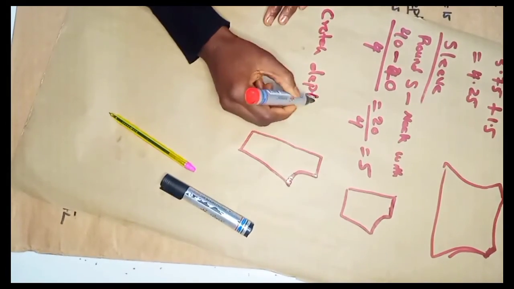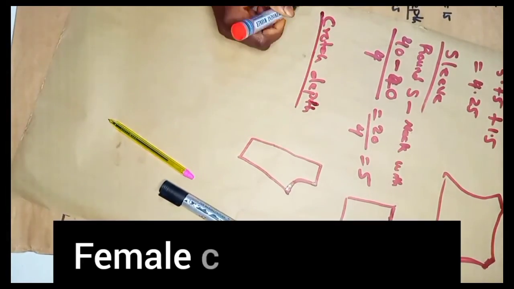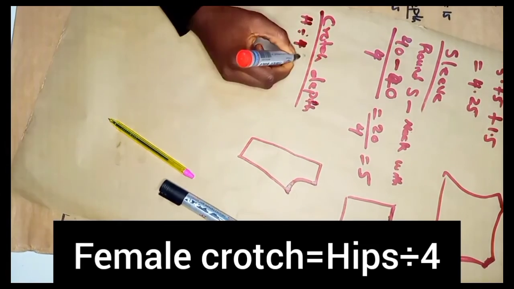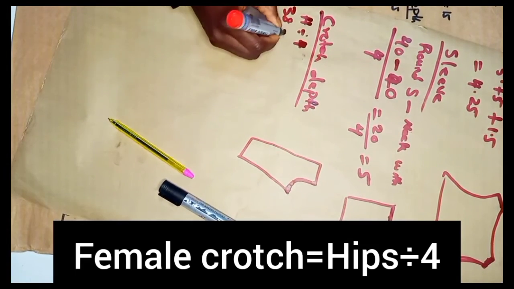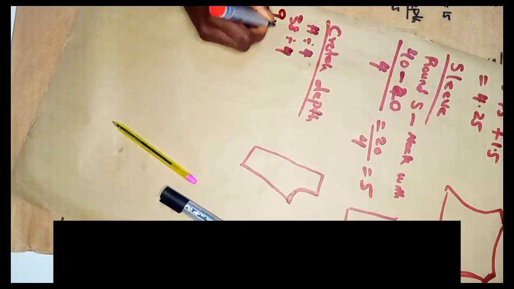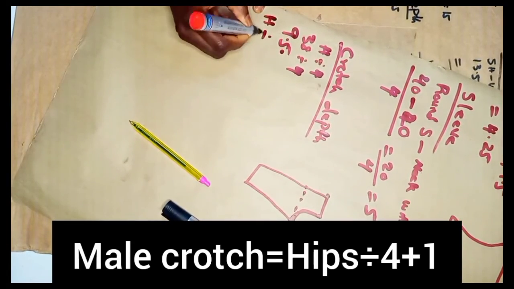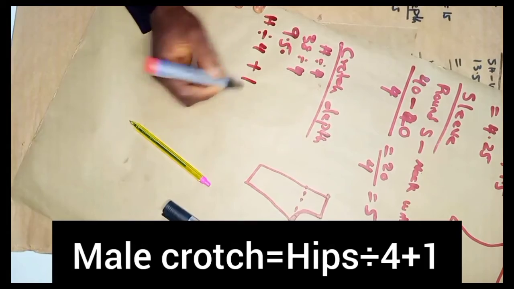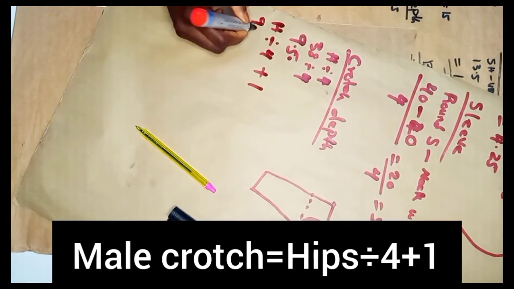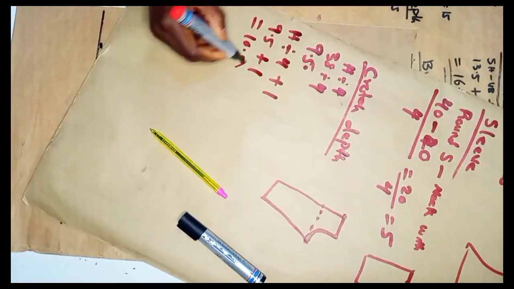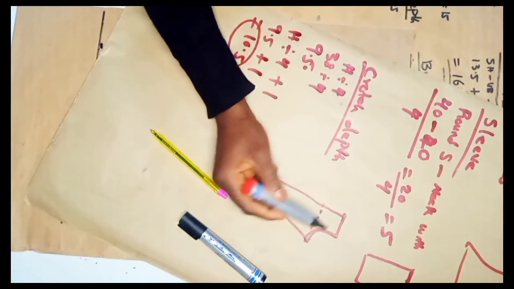The formula to use when calculating the crotch is the hip divided by 4. That is if you are making a trouser for a female. My hip is 38, divided by 4 is 9.5 inch. If you're making for a male, the formula to use is the hip divided by 4 plus 1 inch. So when you divide my hip by 4 plus 1 inch, you're going to have 10.5 inch. This is what you'll be using when making a trouser for a male.